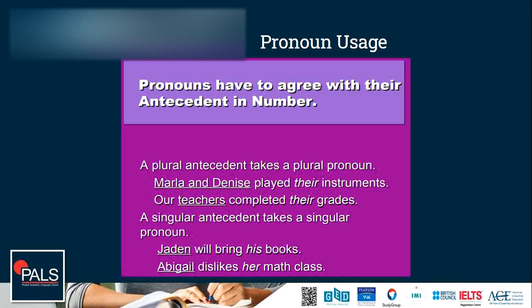A singular antecedent takes a singular pronoun. Jaden will bring his books. Abigail dislikes her math class. Now, his is for male, and her is for singular female. Okay?